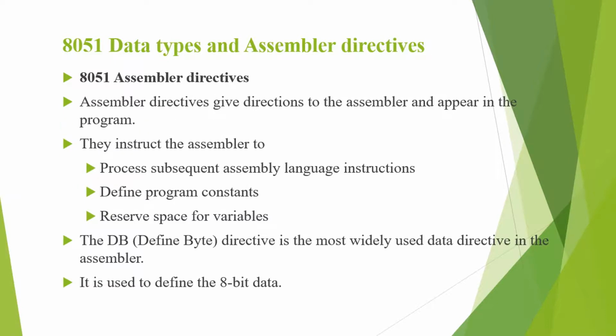Next, 8051 assembler directives. So assembler directives give directions to the assembler and appear in the program code. So they instruct the assembler to process the subsequent assembly language instructions, define program constants, reserve space for variables. So we have the DB directive, that is define byte directive, the most widely used data directive in the assembler. So it is used to define the 8-bit data.